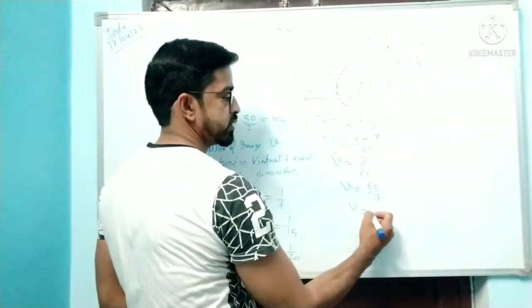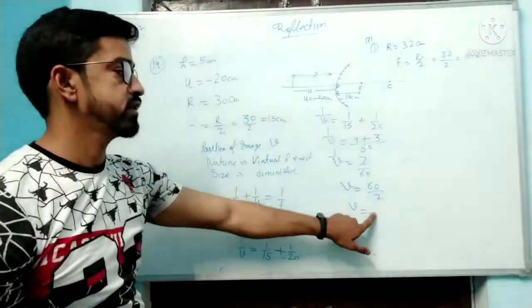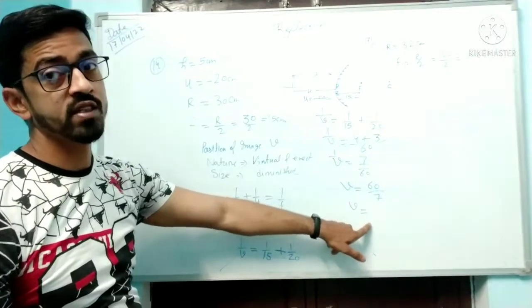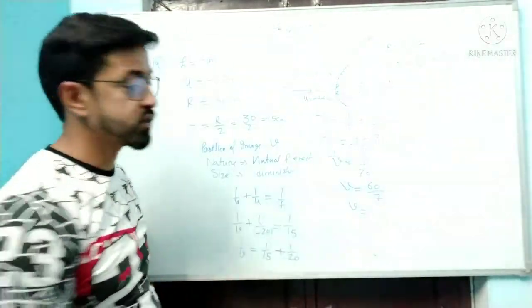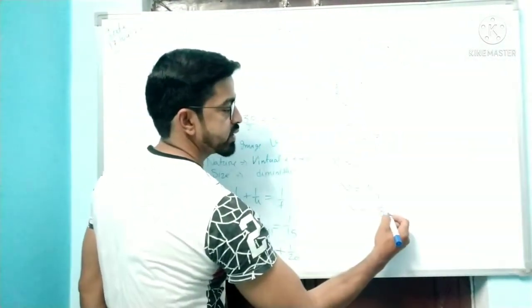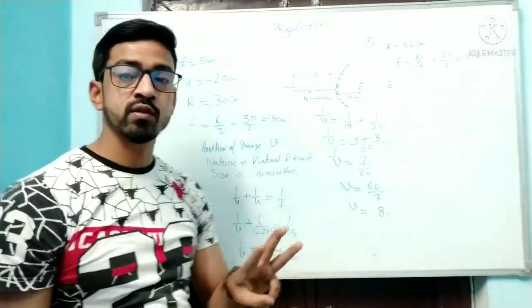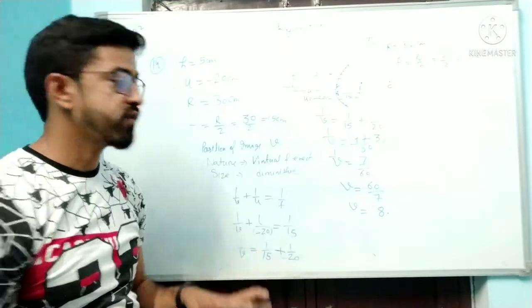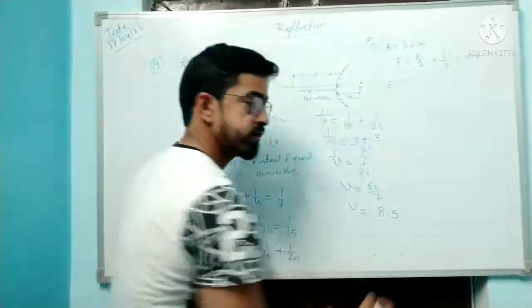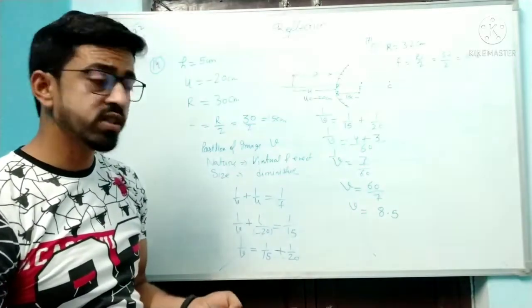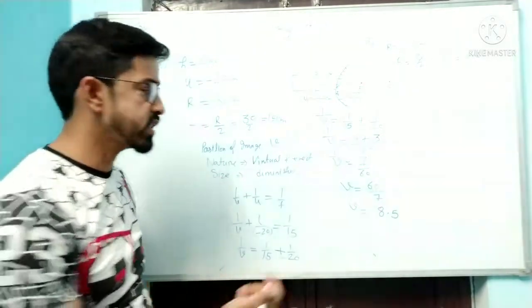V is equal to now 7. Table of the 7. 7 7s are 49, 7 8s are 56, 7 9s are 63. So 7 8s are 56. What is left? 4. So 40, 7 5s are 35. And so many more in the decimal cases. And what is the sign? Positive or negative? It is positive.